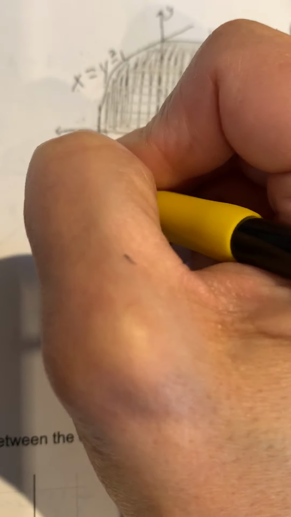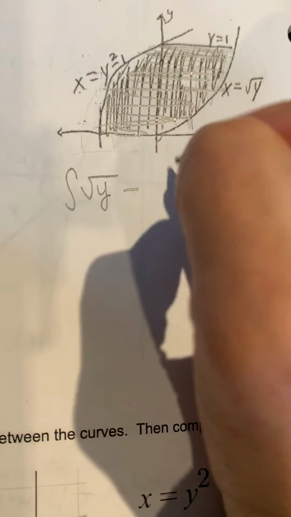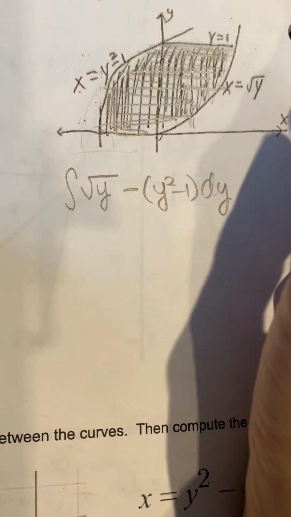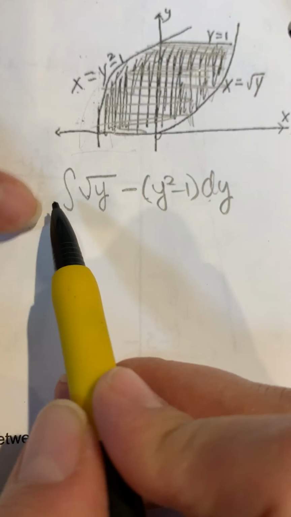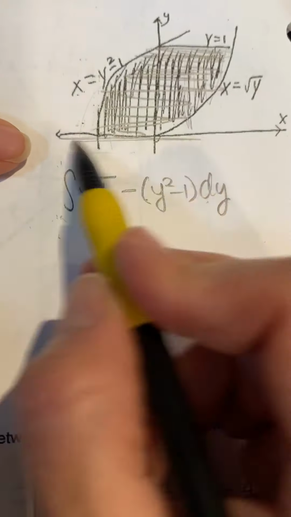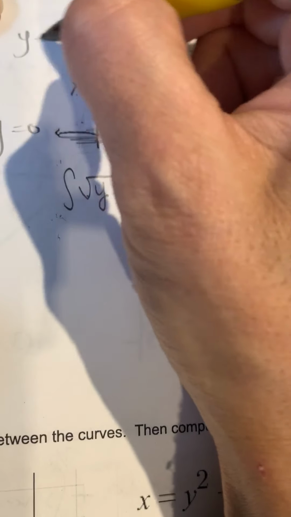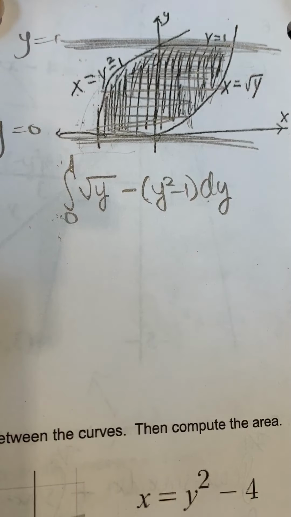So, this is going to be radical y is my right side. And my bottom is going to be y squared minus 1 dy. And these have to be dy, y values. That's right, y values, everybody. Y values, okay? So that means below to top. That's y equals 0 to y equals 1, ladies and gentlemen. So that's what goes in there.